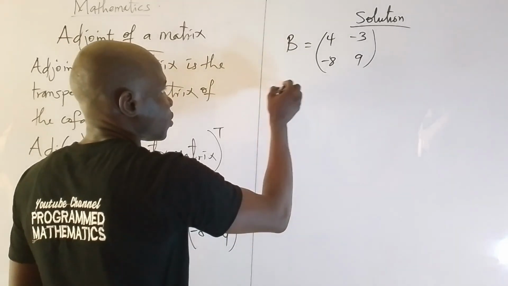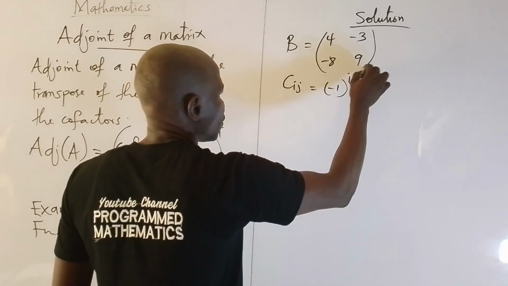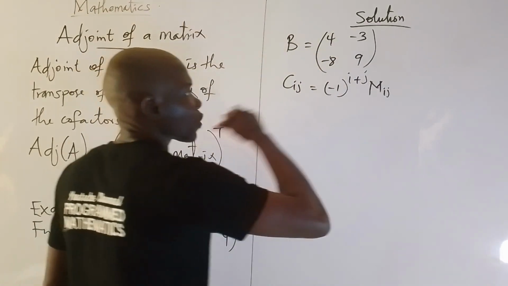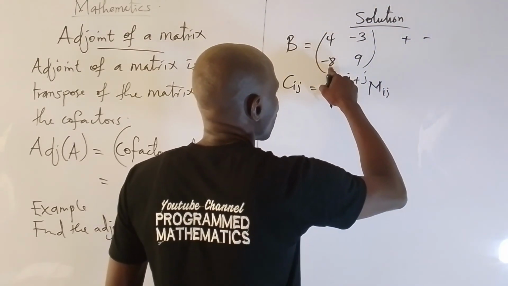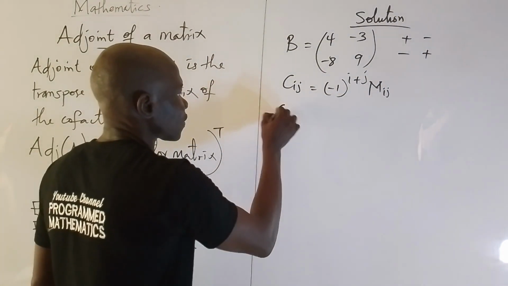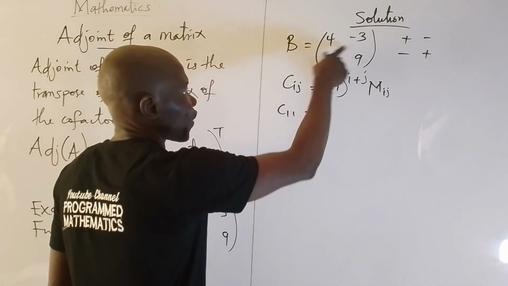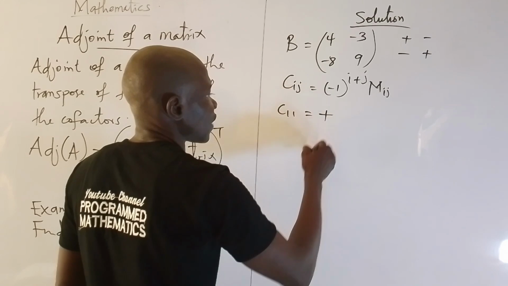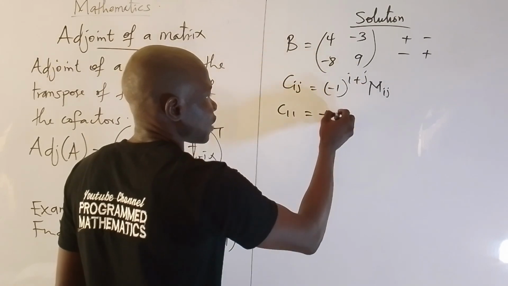So if you have to find the cofactor, remember the formula Cij is (-1) raised to the power i plus j, Mij. Since this is a 2 by 2 matrix, we can simply follow the sign convention. The first row is plus, minus, the second row is minus, plus. If I'm taking C11, that means the cofactor corresponding to element 4, on the first row, first column. The sign convention is plus. First row gone, first column gone, so we're left with 9.